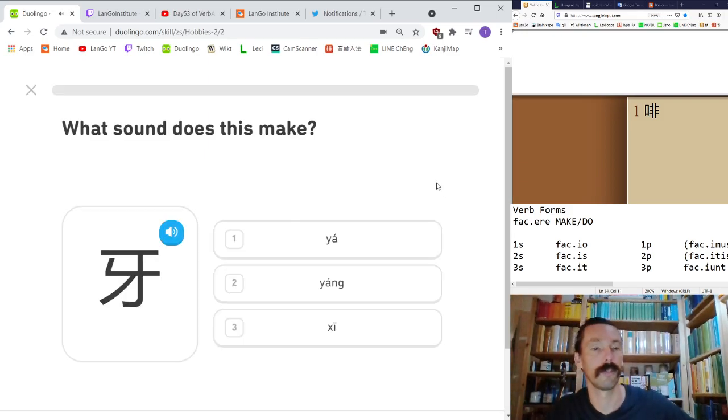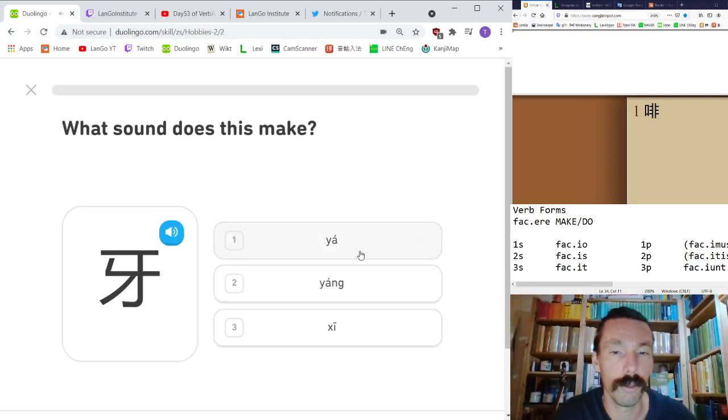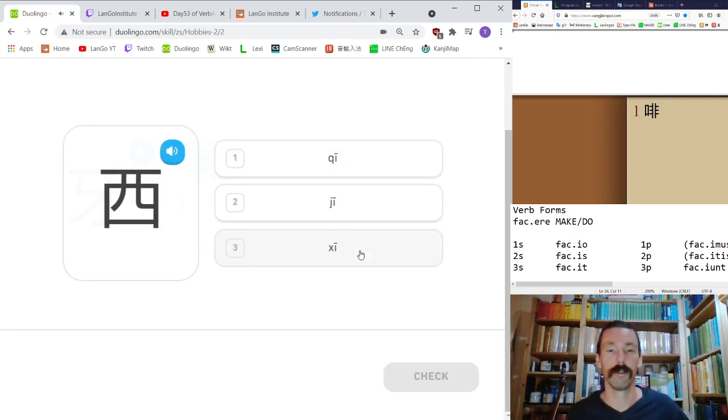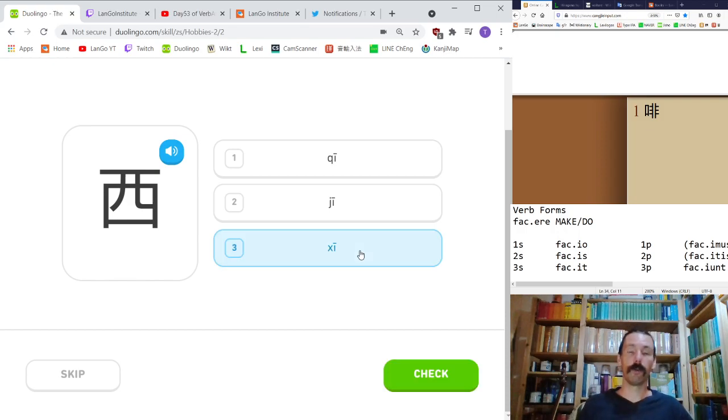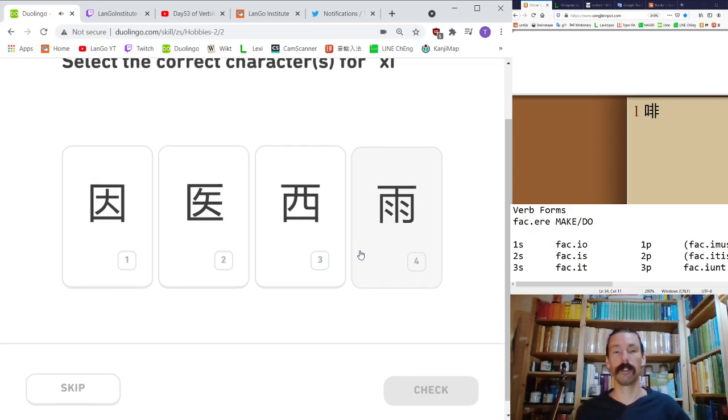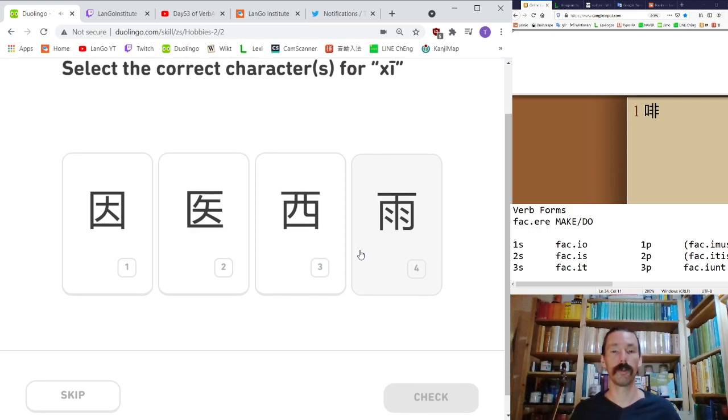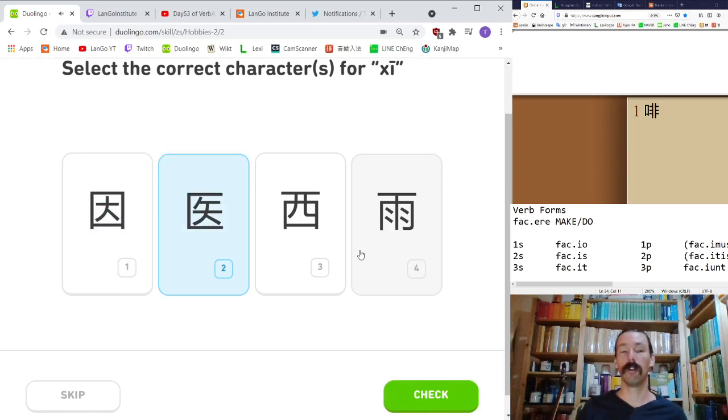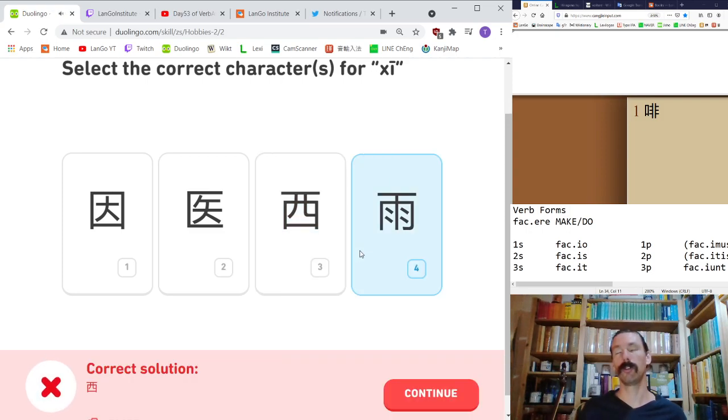牙, Ya means like a tusk or tooth. Rising tone. 西, Xi is that fricative, as in Mexico, spelled with X. West, that word. Okay, let's read them from left to right. 因, or cause, reason. 医, healing arts, medicine. 西, the west one. 雨, rain. Oops, let's select the right one.